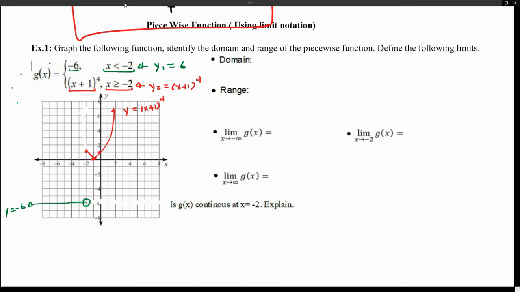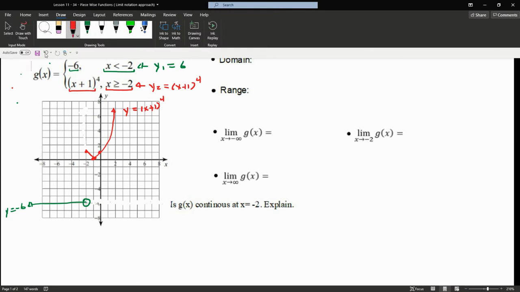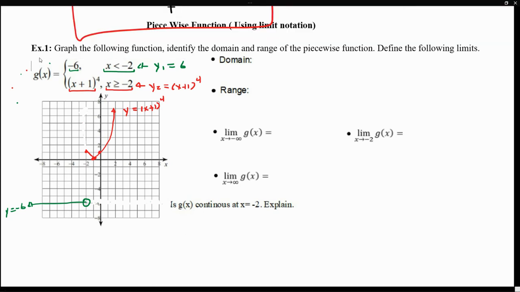And very important, now notice that in the second line, we have x is greater than or equal to -2. So therefore, in my second function, I am allowed to use the value -2. So at x equals -2, we need to have a closed circle.